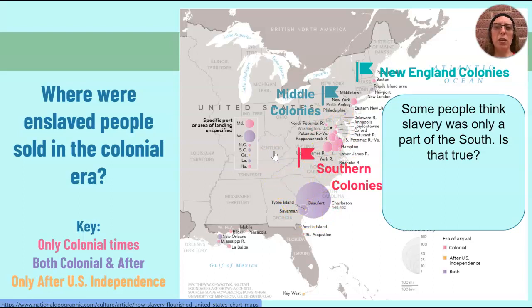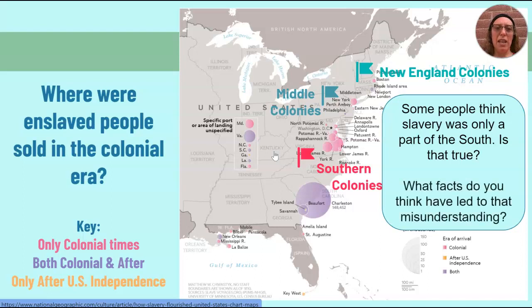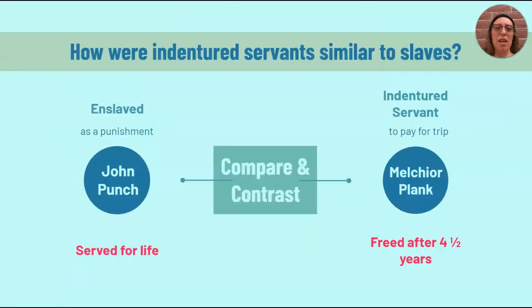So what facts are shown on this map that could lead to people connecting slavery to the South and forgetting that it was also allowed in the Middle and New England colonies? Both the cluster of pink dots around Virginia and the large purple dot at Charleston, South Carolina were in the Southern colonies. Clearly, the Southern colonies relied on slavery much more than people in the New England and the Middle colonies. Now let's compare indentured servants and slaves.